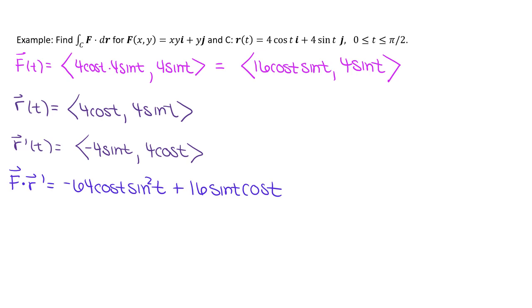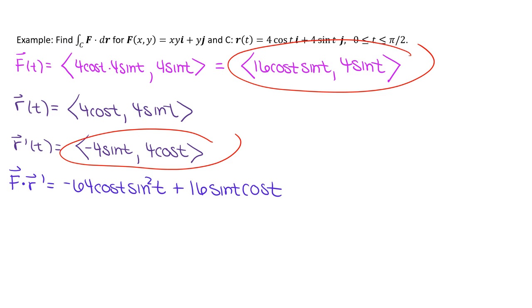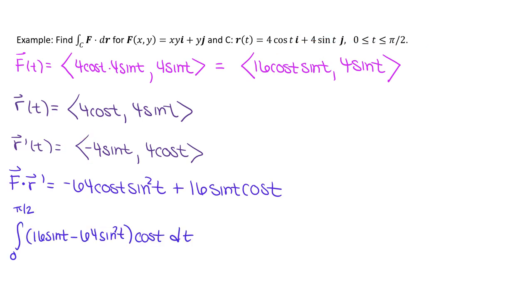dotted with r prime. So again, when we're computing these line integrals over a force field, what we're going to do is take our vector field dotted with r prime, and that's the quantity that we're going to integrate. So I took the dot product of F, this thing in purple, with my r prime. I got negative 64 cosine t sine squared t plus 16 sine t cosine t. And that is the function that I'm going to integrate. I'm going to integrate that with respect to t from 0 to pi over 2.